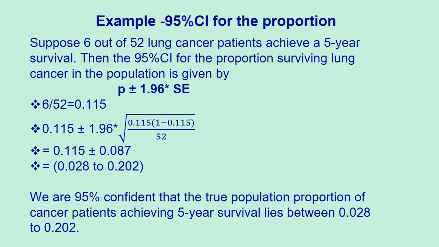0.087, which is equal to 0.028 to 0.202, and we can interpret this by saying we are 95% confident that the true population proportion of cancer patients achieving 5-year survival lies between 0.028 to 0.202.